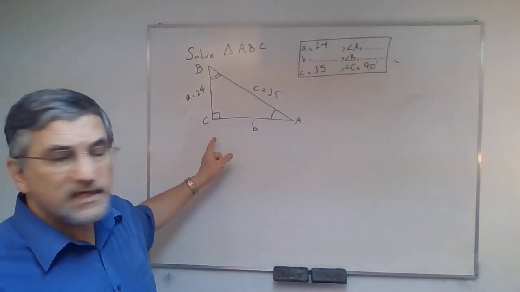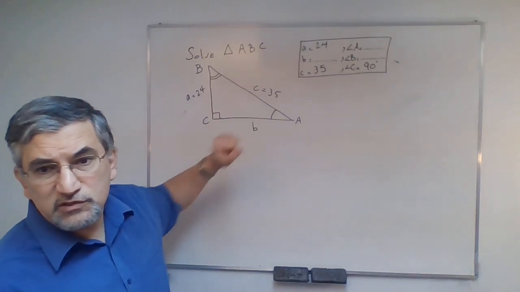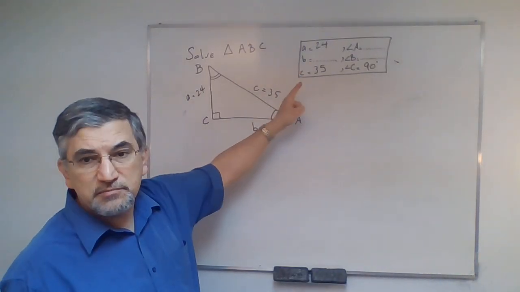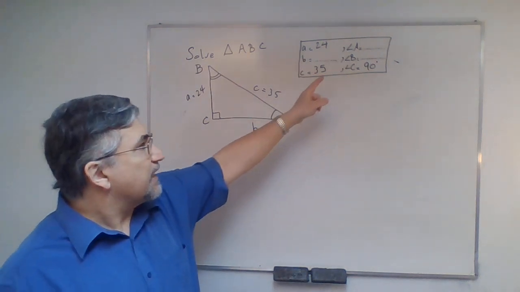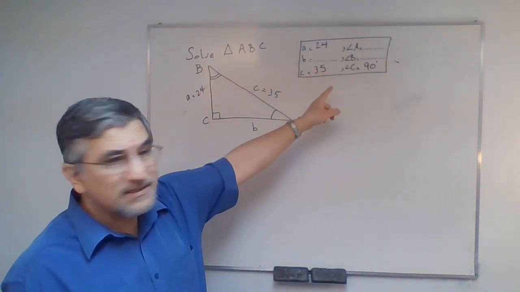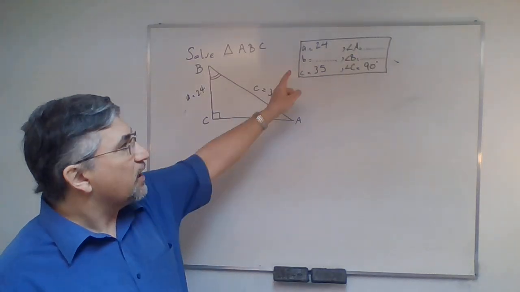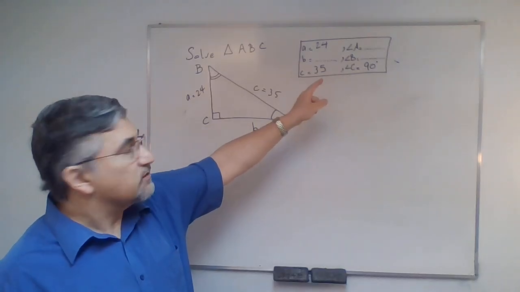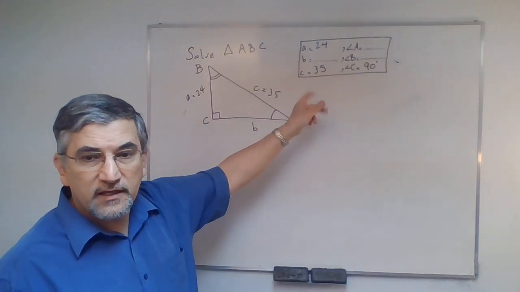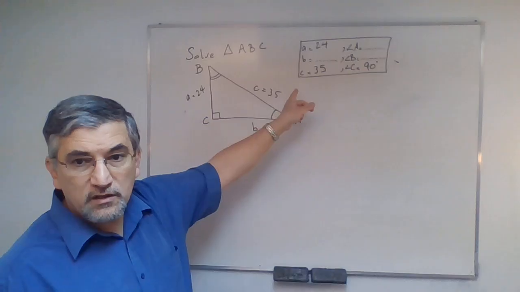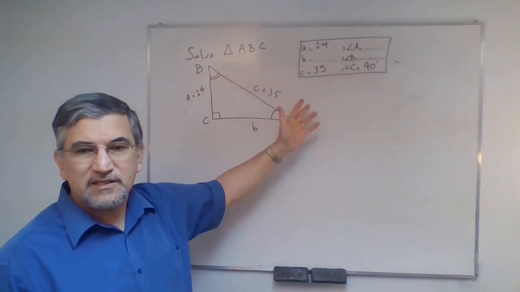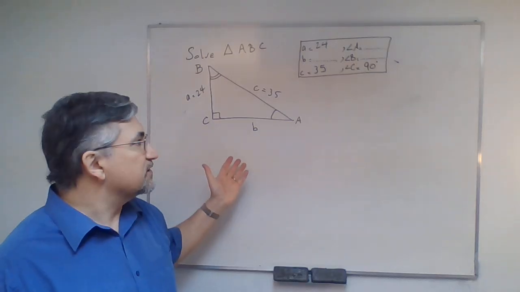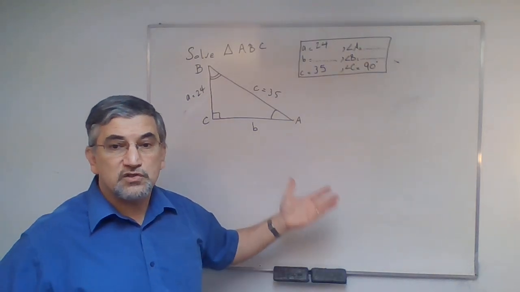In this example, we have a right angle triangle, and side A is given to be 24 units, and hypotenuse C is given to be 35. But side B is unknown. Angles A and B we don't know, but we know that angle C is 90 degrees. That's the right angle. So out of six elements, three are given: two sides, one angle. What is unknown is two angles and one side. If I find those two angles and the unknown side B, then I know all three sides and all three angles, and therefore the right angle triangle is solved. I can claim that I solved the triangle.